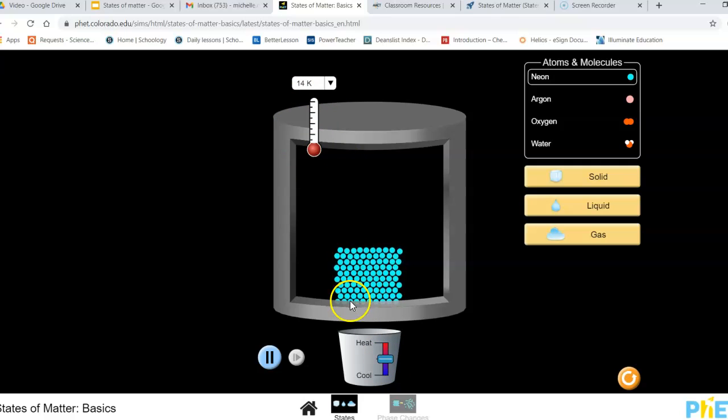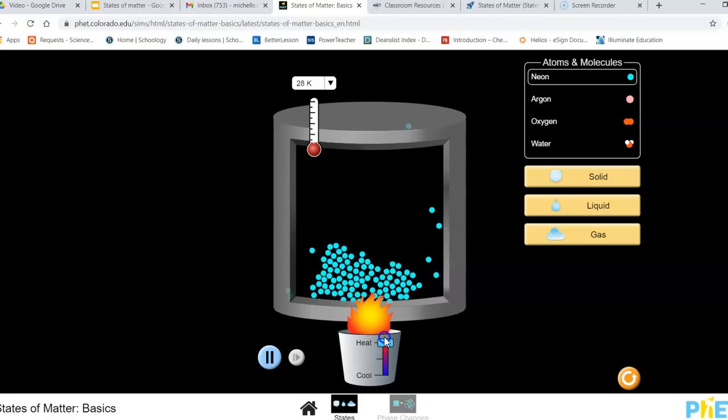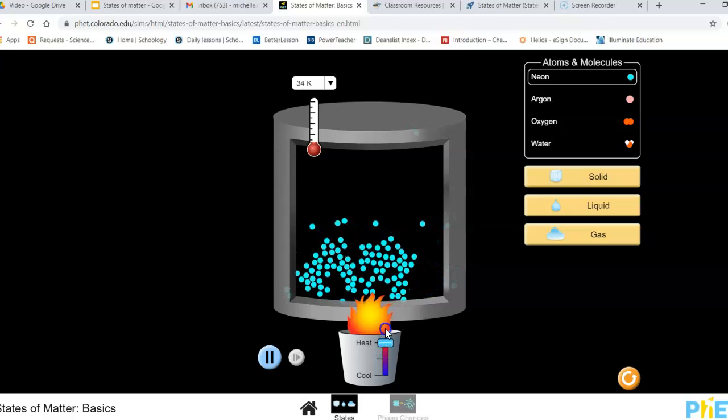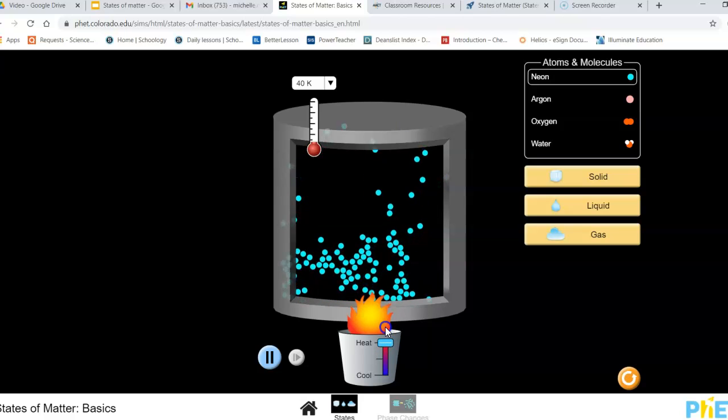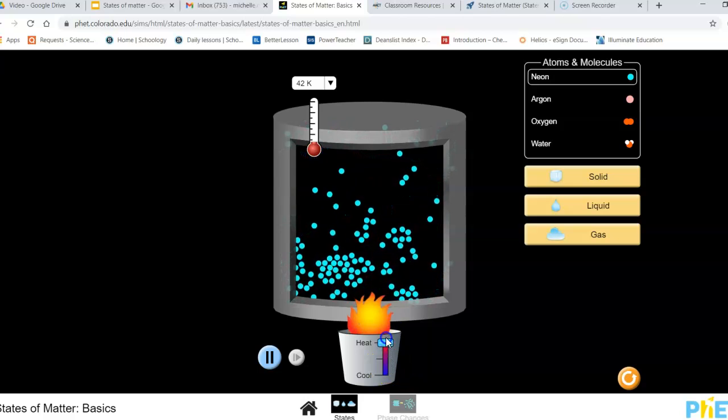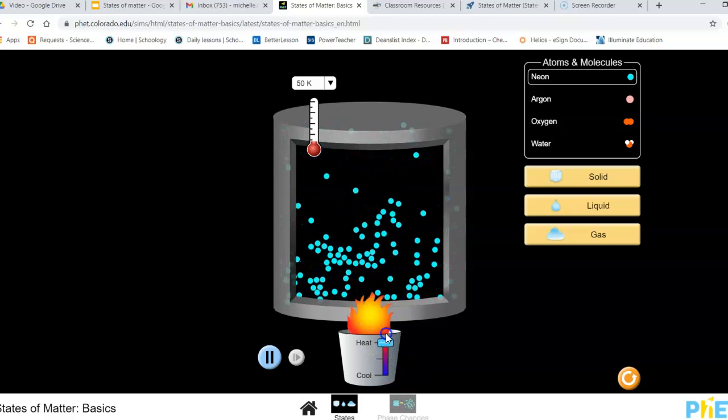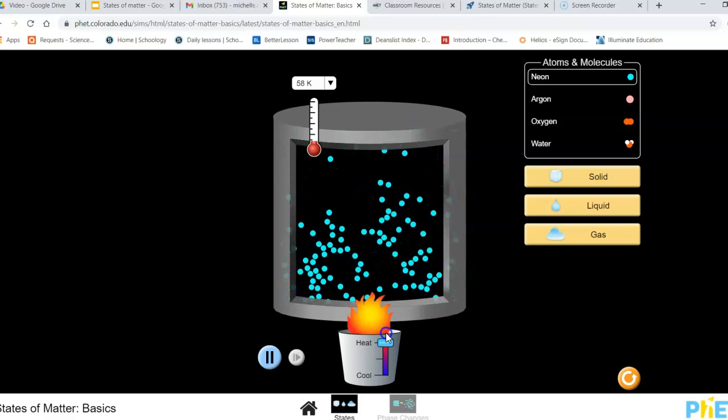And then right now it is a solid, so you can see it's only vibrating. It's not able to move very far, it's just vibrating. If I apply heat to it, I can see that they begin to what we call translate or move a little bit. They can rotate a little bit. You cannot see rotation here, but they start to move. And then eventually they will go through all three types of movement: the vibration, the rotation, and the translation.